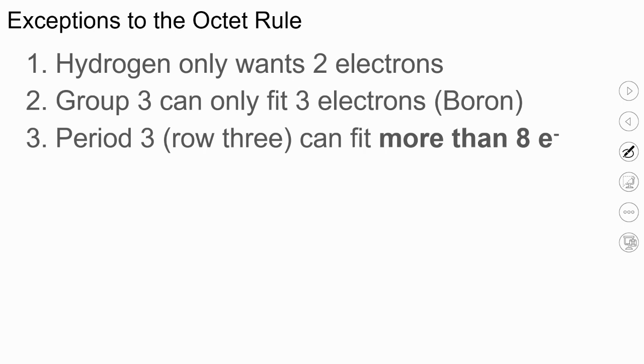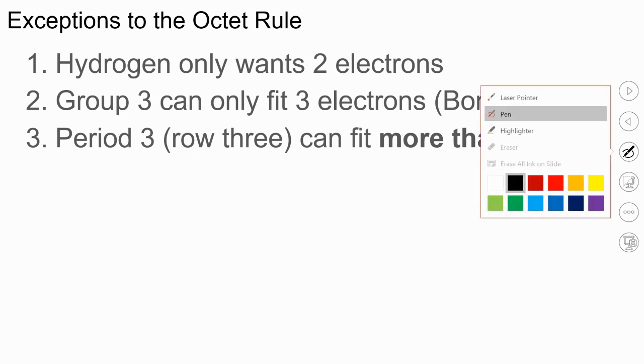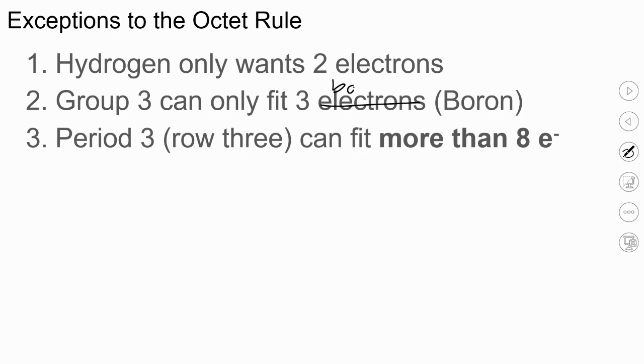All right, so we're going to go over our exceptions to the octet rule again, because we're going to start talking about shapes, and this comes into play. The first exception is hydrogen only wants 2 electrons, just like helium. Group 3, basically just boron, sometimes aluminum, they want just 3 bonds. This is supposed to say 3 bonds. I'll fix that. I haven't fixed that yet.